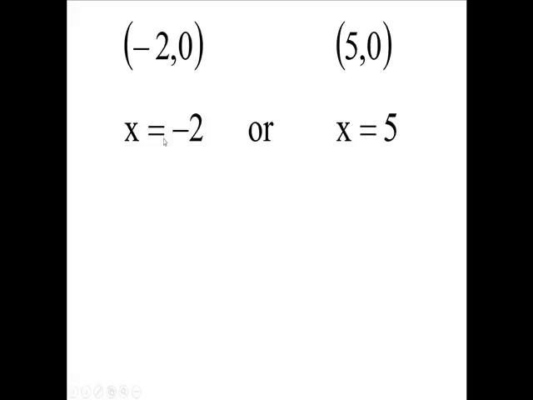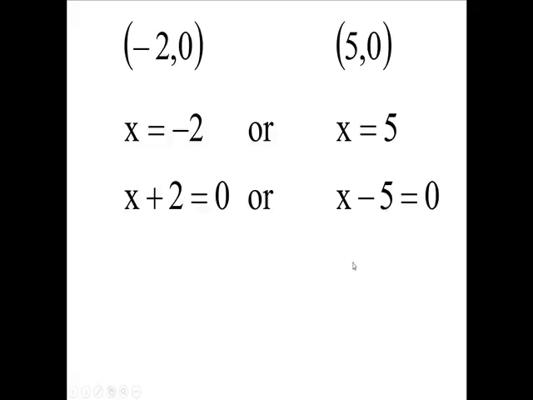If you rewrite this equation, you'll end up having x plus 2 equals 0. If you add 2 to x, you have x plus 2, so this equation is equivalent to this equation. And down here, you're going to have x minus 5 equals 0. You see what I mean? If I subtract 5 from both sides, I get x minus 5.